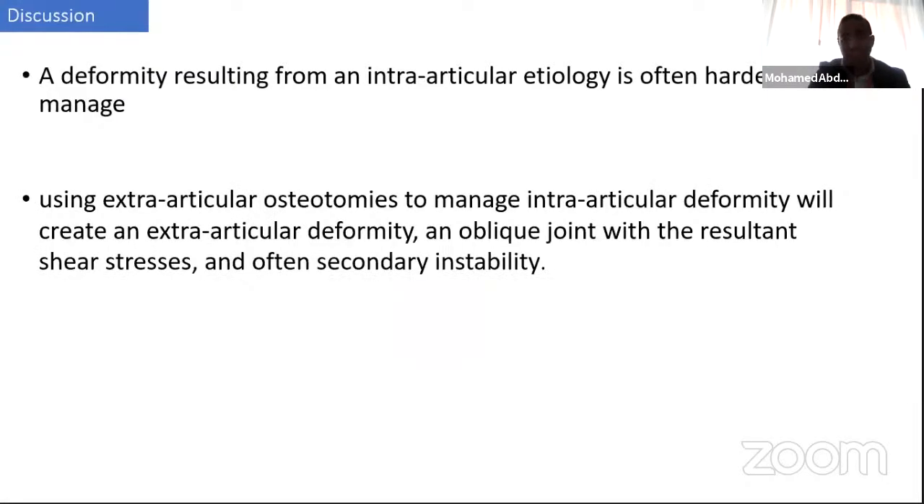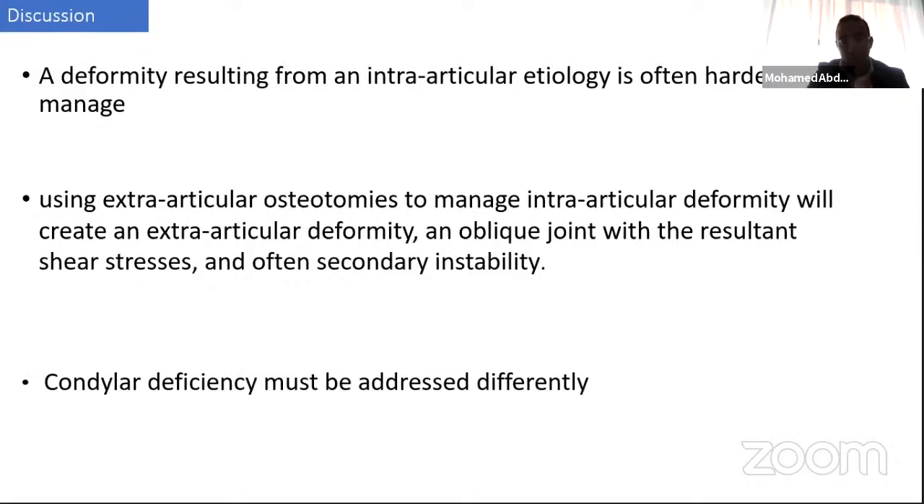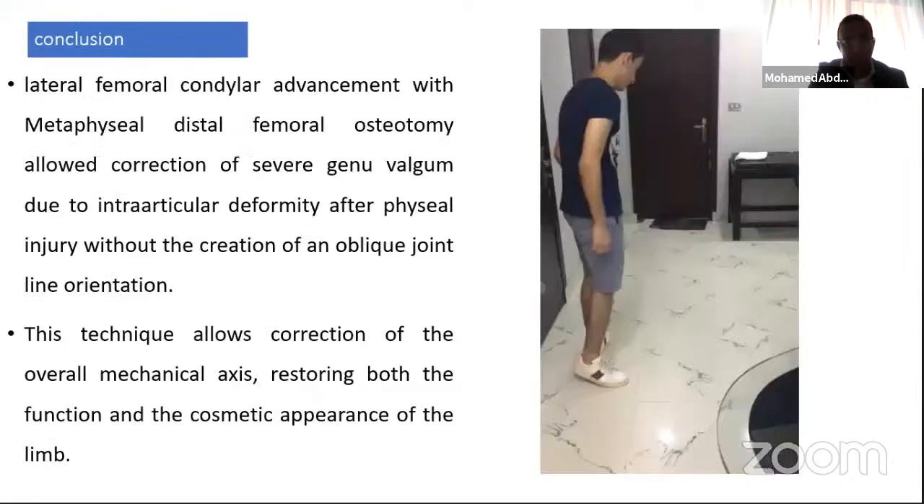Deformity resulting from intra-articular etiology is often hard to manage. Using extra-articular osteotomy to manage intra-articular deformity will create an extra-articular deformity, an oblique joint with the resultant shear stress and often secondary instability. So condylar deficiency must be addressed differently.